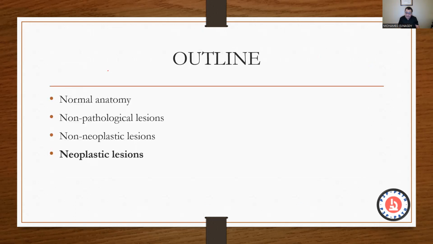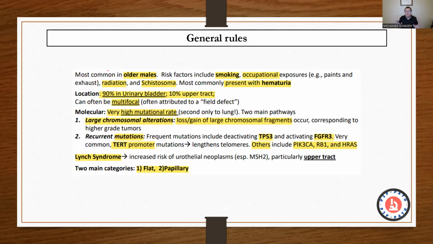Now let's move on to the main action here, which is the neoplastic lesions, or the cancers. We start by saying some general rules that you have to know. Cancer is a disease of old age. They usually happen in old-aged males. Bladder cancer specifically obeys the general risk factors for cancer, like smoking and old age. These are the common risk factors for any cancer.